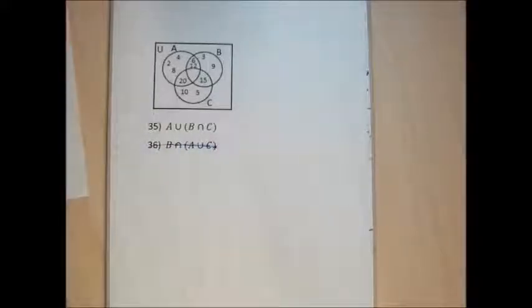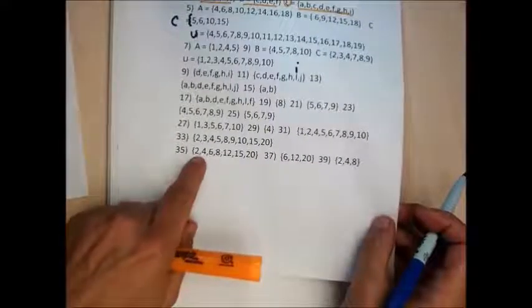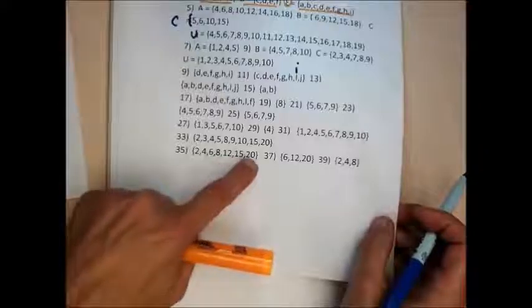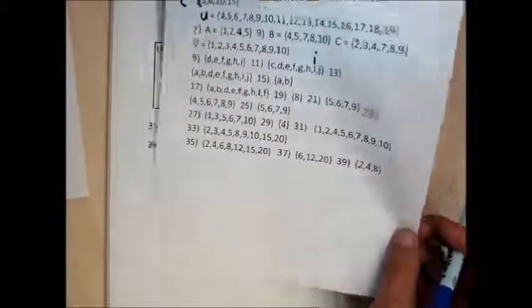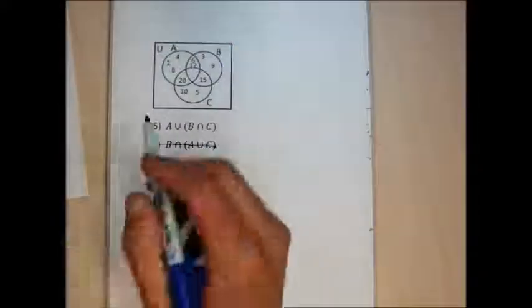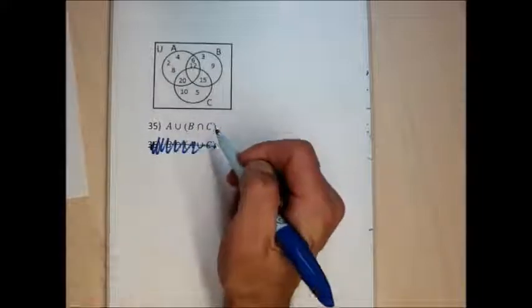Oh, this has got to be better. Let me do 35. Why don't you try to do 35? See if you can get the answer. 2, 4, 6, 8, 12, 15, and 20. If you can get the answer, don't watch me do your 35. If you can't get the answer, watch me do it.